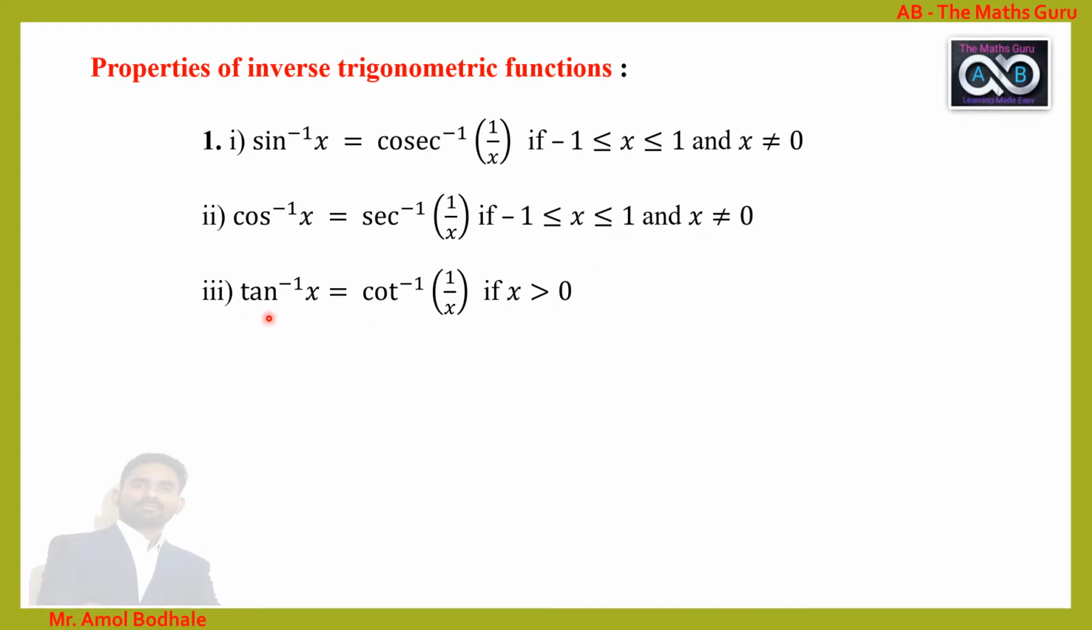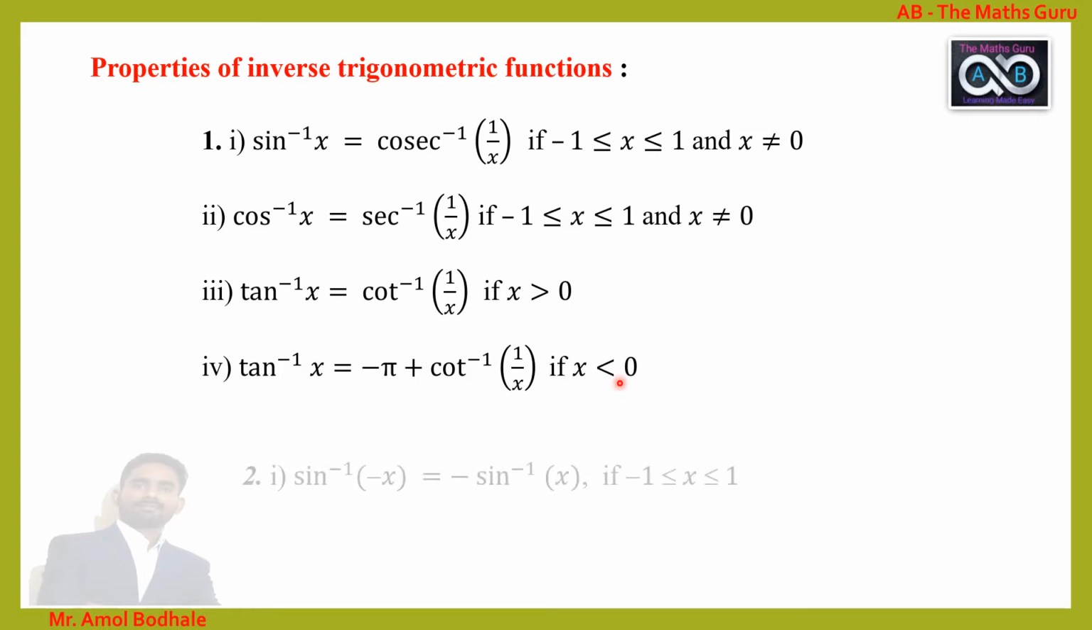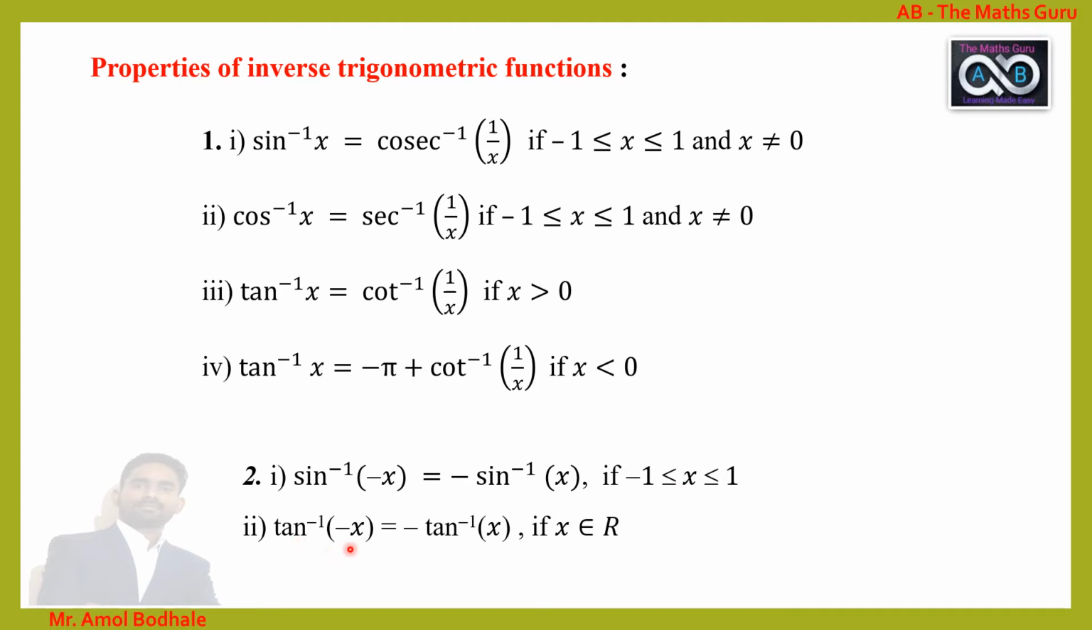Third one, tan inverse of x is equal to cot inverse of 1/x if x is positive, and if x is negative, then tan inverse of x is equal to -π plus cot inverse of 1/x. Next, sine inverse of -x is equal to minus sine inverse of x where x lies between -1, 1. Tan inverse of minus x is equal to minus tan inverse of x for all x belongs to R.